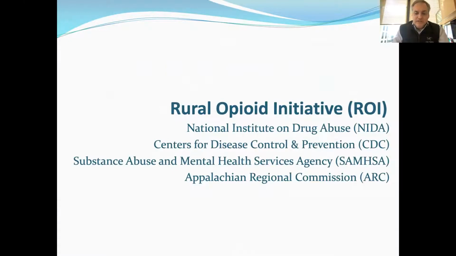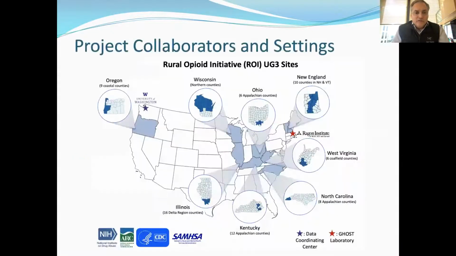I think it's really been fundamental and important to see how all these different clinical or on the ground sites are dealing with the opioid epidemic in their own way, and some of the unique hurdles they have and some of the shared responses they've been able to generate to address it. This map just shows the 8 different clinical or on the ground sites in Oregon, Wisconsin, Ohio, New England, West Virginia, North Carolina, Kentucky, and Illinois.